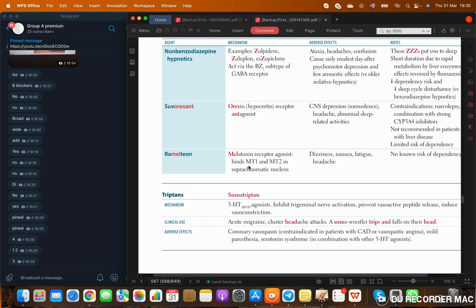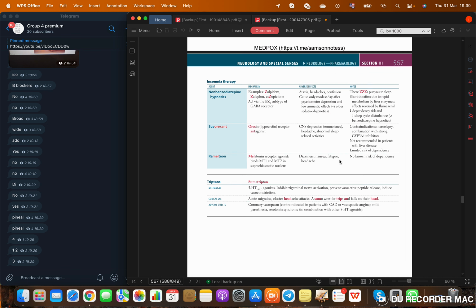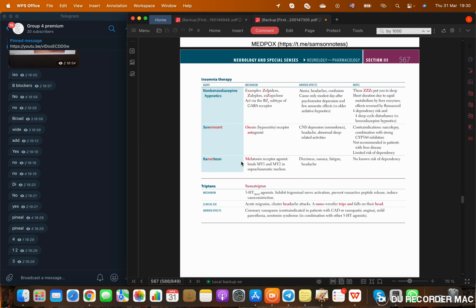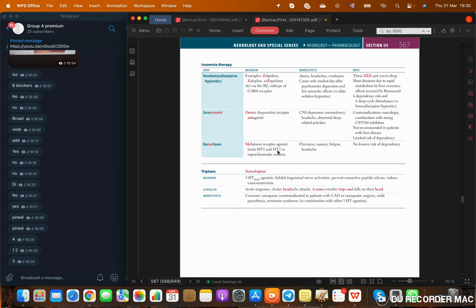So the melatonin receptor agonist binds to the melatonin 1 and 2 receptors in the suprachiasmatic nucleus in the hypothalamus, which makes you sleepy. Basically, it changes your circadian cycle to make you sleepy right now. It can make you dizzy and fatigued, and there is no risk of dependency. Old ladies love this. It actually works, and not a lot of side effects.